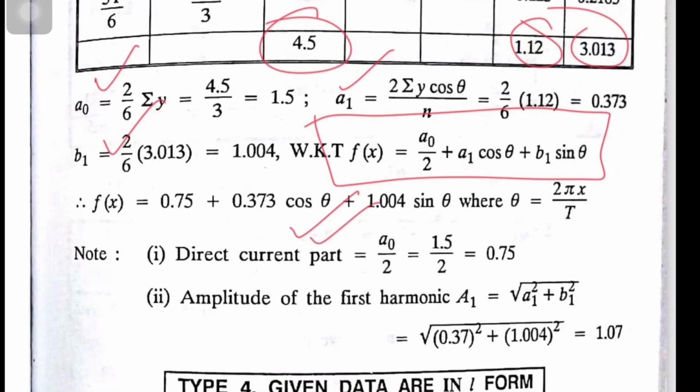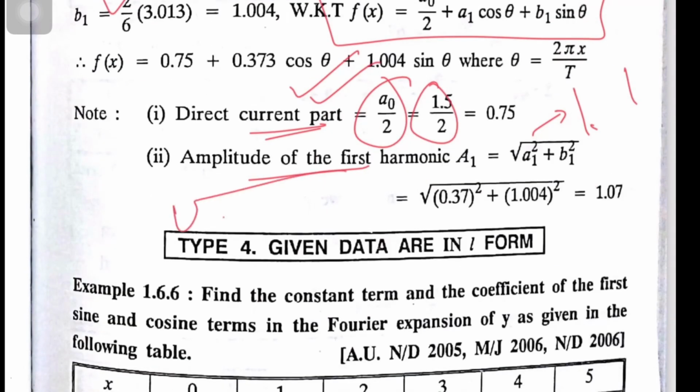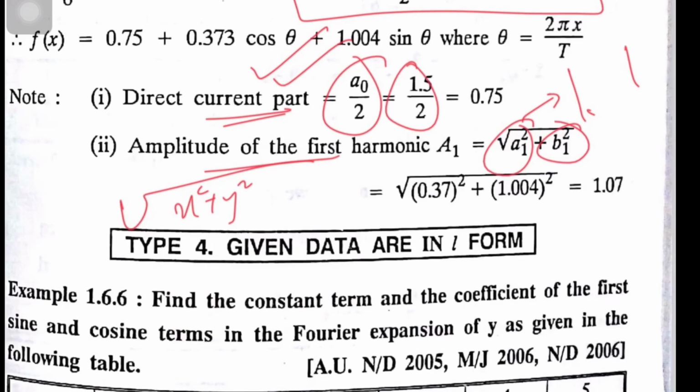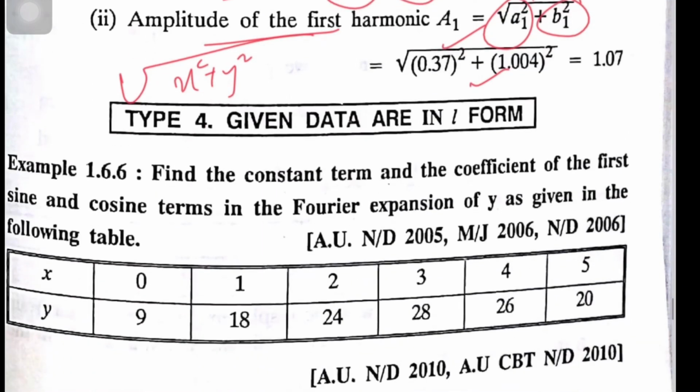That's it. The direct current part is nothing but a0 by 2, that is 1.5 by 2. Amplitude always means modulus, that is nothing but the root of a1 square plus b1 square. We already calculated the values of a1 and b1, so substitute and get the answer for this.